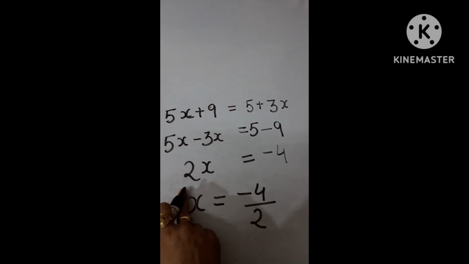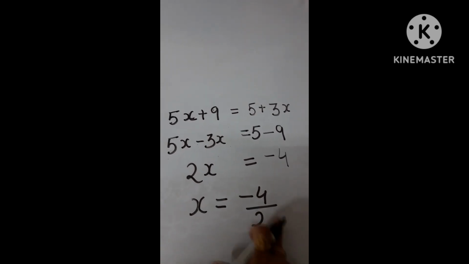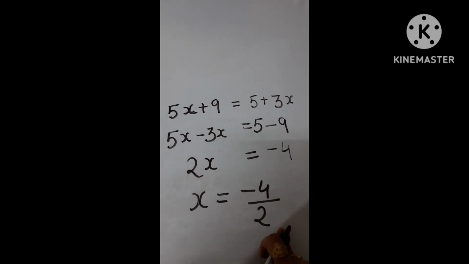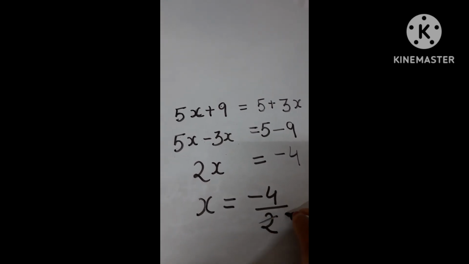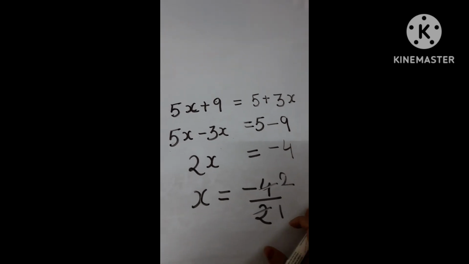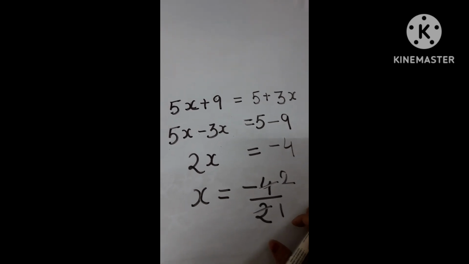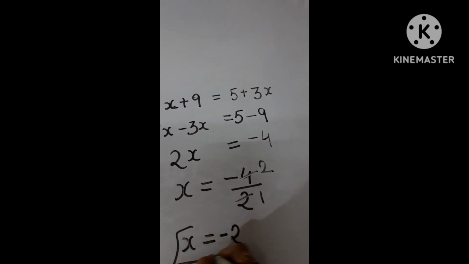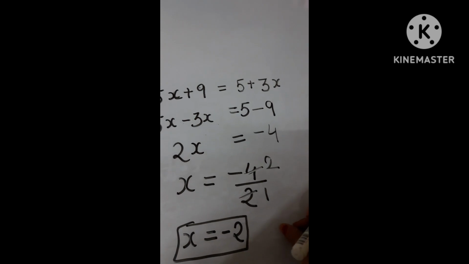Why? 2 will go in the denominator, because 2 is in multiply over here. When I change the sign, it will go to divide. Now do the cutting. 1 and 2. Everybody knows this, because now you are in class 8th. Okay. So x is equals to minus 2. This is the solution of the equation.